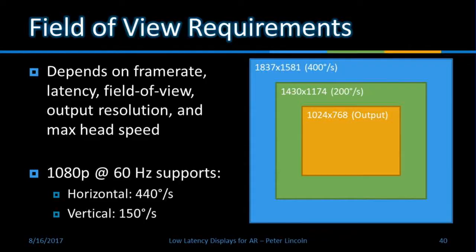Now, the field of view requirements needed to actually over-render the image is dependent on the frame rate of the PC, the latency in the system, the field of view of the display, the output resolution of the system, and the maximum head turn speed that we're expecting the user to move with. So in this case, we were rendering 1080p video at 60 hertz, which gave us the ability for the user to turn their head left and right at 440 degrees per second, which is not a bad speed, and vertically at 150 degrees per second.